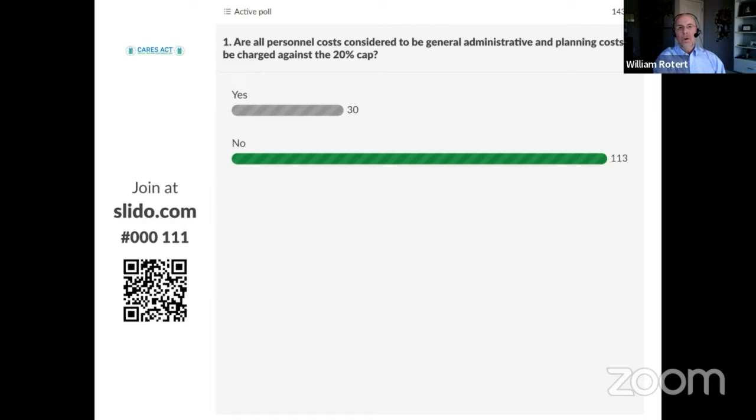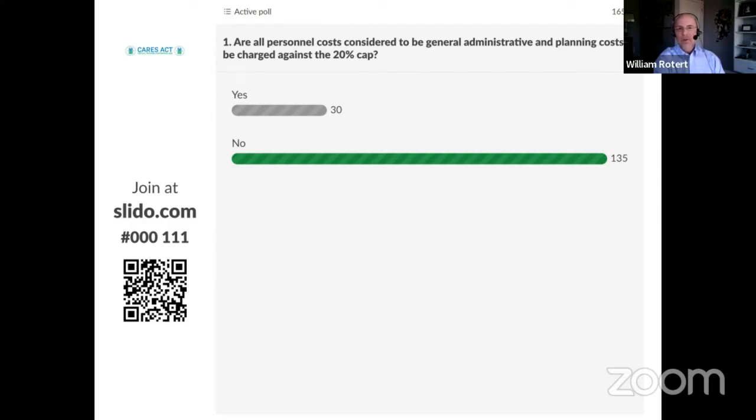Again, the key here is, are all personnel costs considered to be general admin and planning costs? Okay, I think we're getting close to full response.